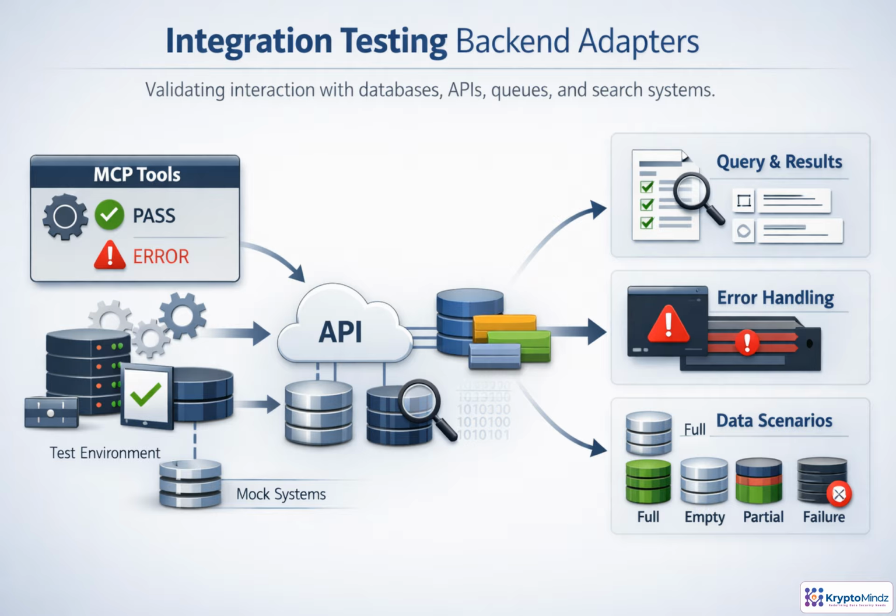Seed test data deliberately: full results, empty results, partial availability, and failure cases. The most important assertion is not just success. Backend failures must be translated into safe, useful MCP errors that clients can act on.